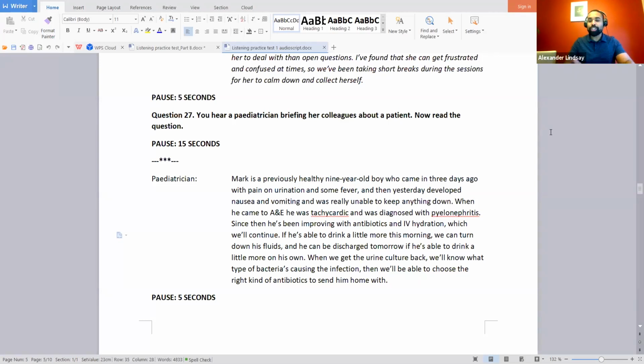Okay, so final question then from this mock test that we've put together. Let's have a look at it. Same principle as before. Obviously, take time to read the question and make some predictions before we listen to the recording. Let's bring this up now.